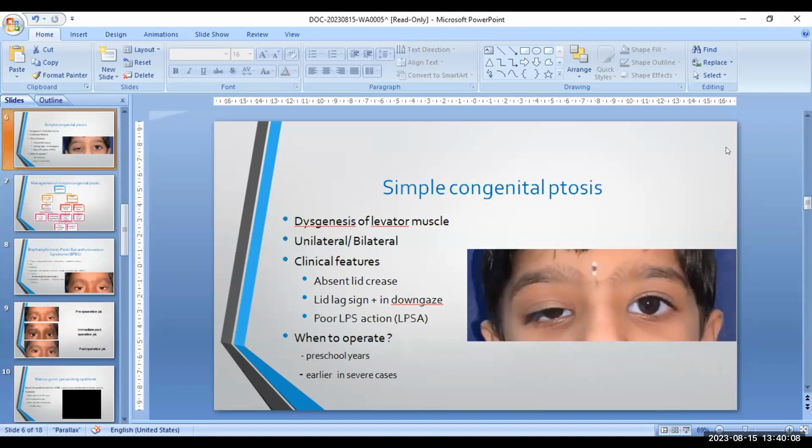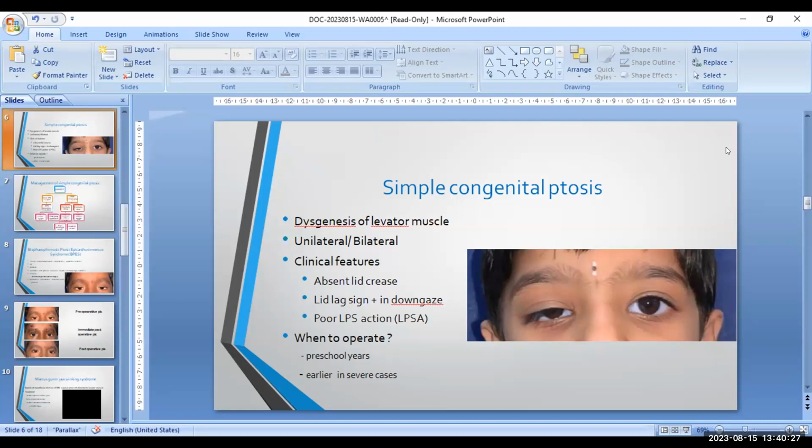So what is the cause of simple congenital ptosis? Because of dysgenesis of the levator muscle, simple congenital ptosis has occurred. It is unilateral or bilateral. The patient presents with an absent lid crease, and a lid lag sign is present in down gaze, which is a very important peculiar feature, differentiating it from acquired ptosis.